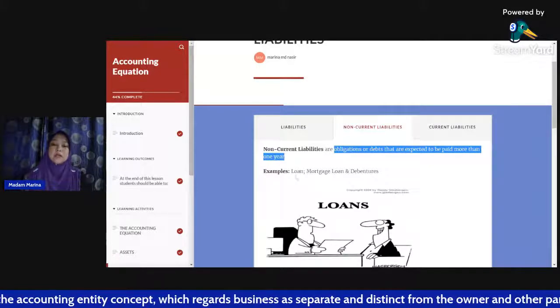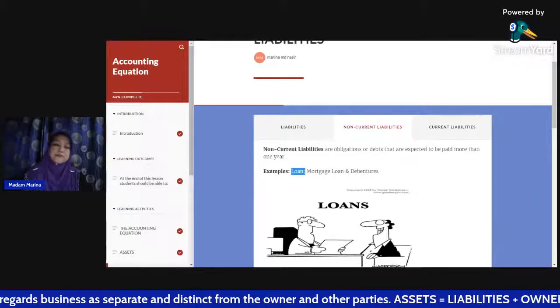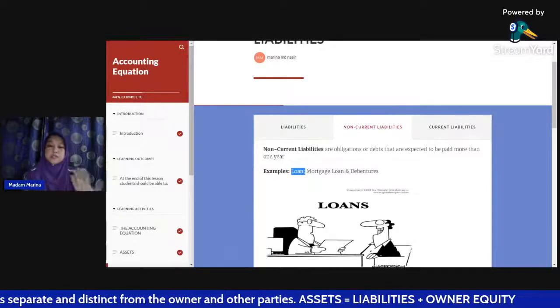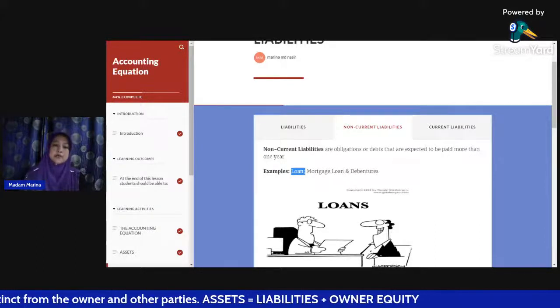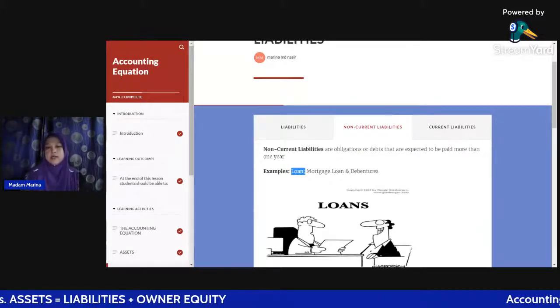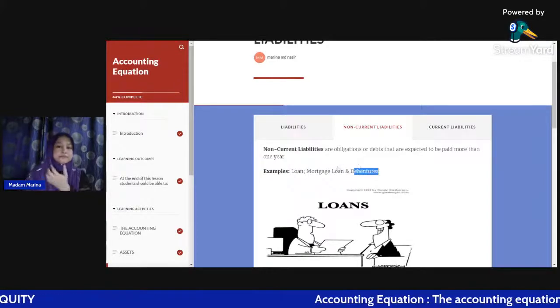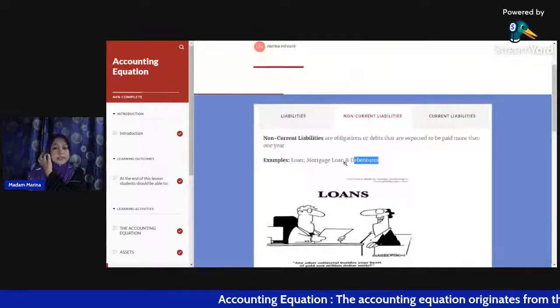For example, a long-term loan. Long-term loan that we have to pay to the financial institution over more than 1 year, for example 2 years, 3 years, 5 years, 10 years. Mortgage loan also and debentures. So how about the current liabilities?